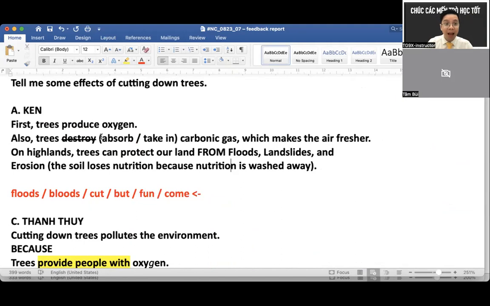Ken, I showed you so many new words, but you will not remember them unless you work more on them. You need to think about sentences to use that word. Absorb carbonic gas, absorb oxygen, take in something, produce something else. Floods, remember we worked on how to pronounce the word floods. You need to say that word many times. You need to make a lot of sentences using that word floods.